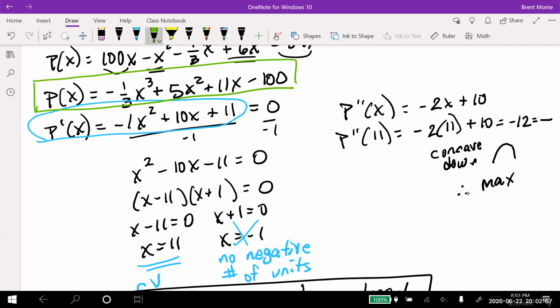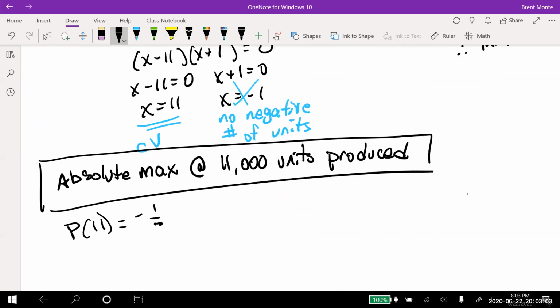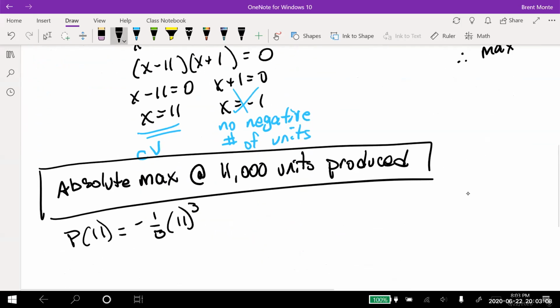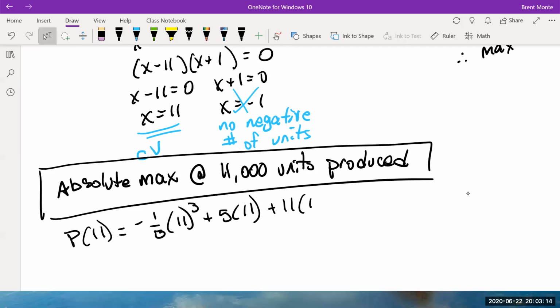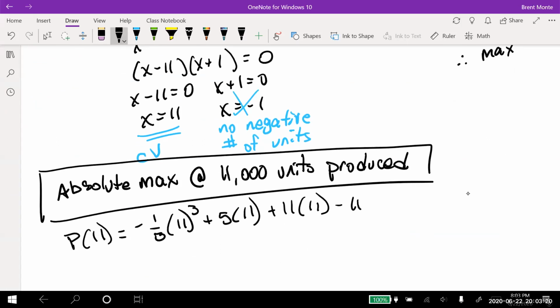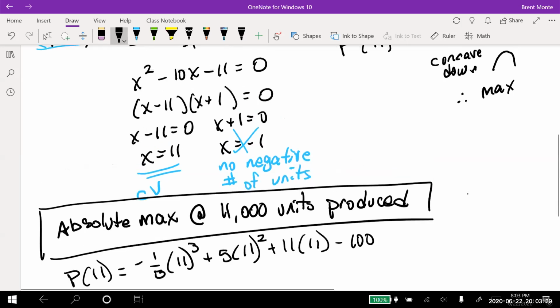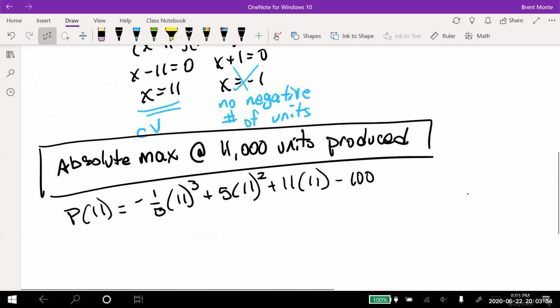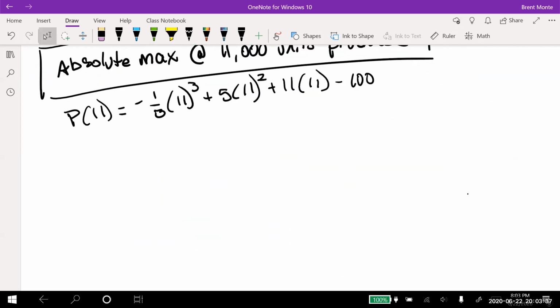So P of 11, -1/3 times 11 cubed plus 5 times 11 squared plus 11 times 11 minus 100. All right, so there's my profit function. Let's make sure I have that right. Negative 1/3 x cubed plus 5x squared plus 11 times x minus 100. Perfect. And then I'm just going to plug this straight into my calculator.